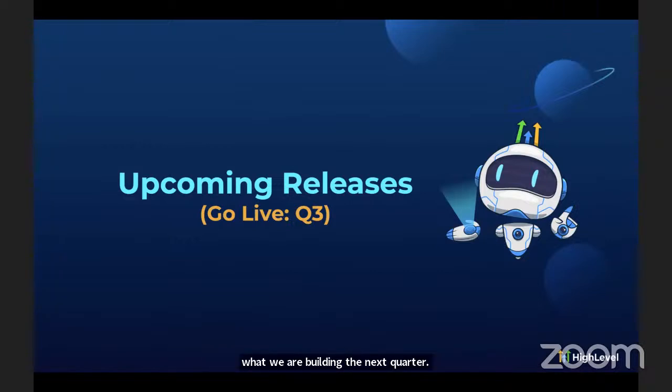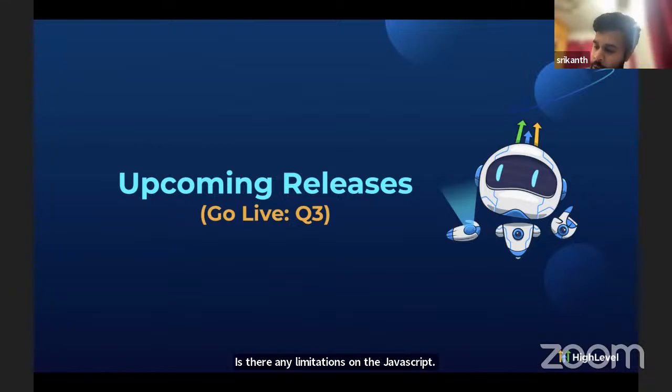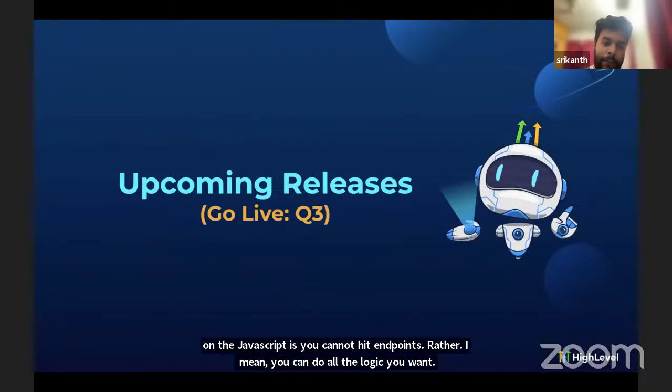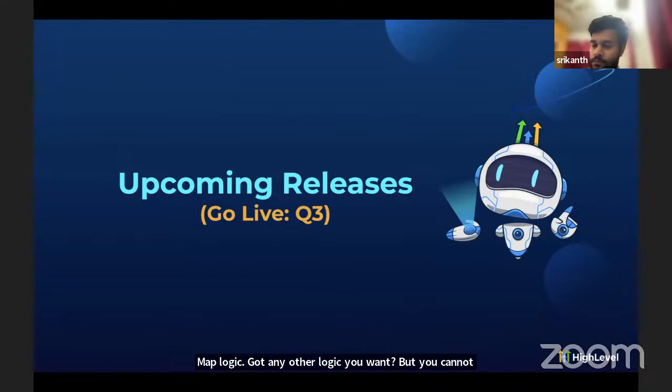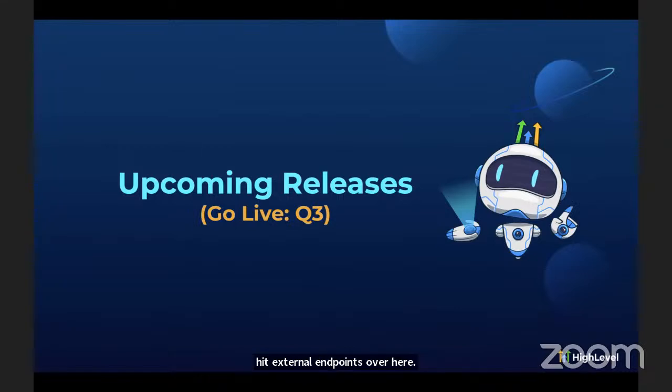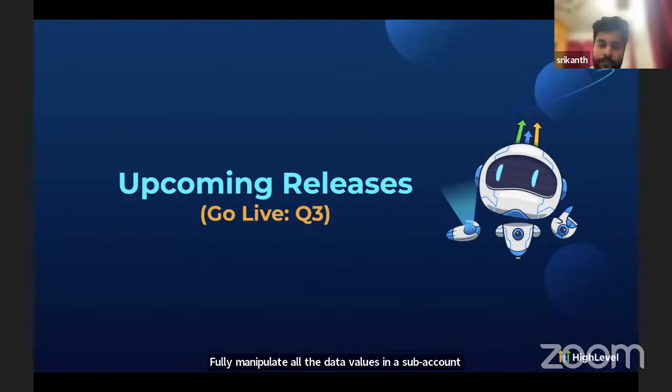Is there any limitation on the JavaScript? Yes, there is one limitation right now. What we have on the JavaScript is you cannot hit endpoints. I mean, you can do all the logic you want, math logic or any other logic you want, but you cannot hit external endpoints over here. Okay. So I can pull and manipulate all the data values in a sub account? Yeah, you could, but you cannot hit an endpoint to do this, like do anything related to an endpoint. Okay.